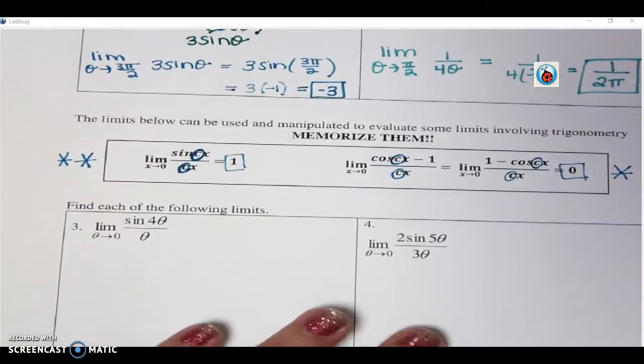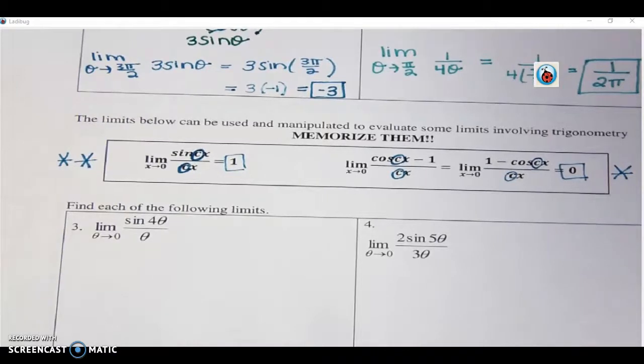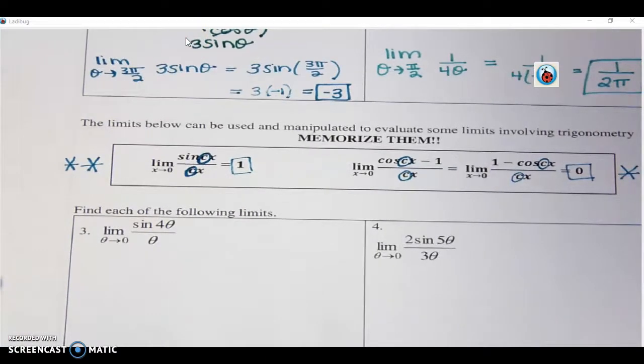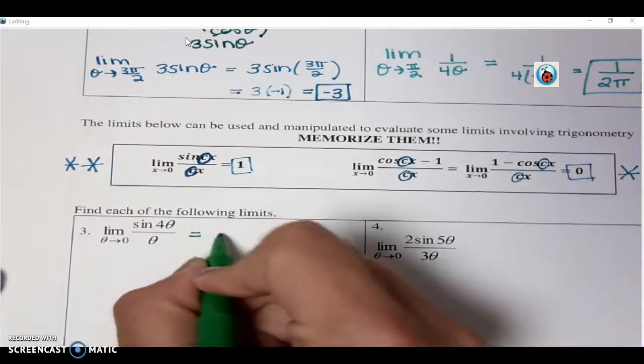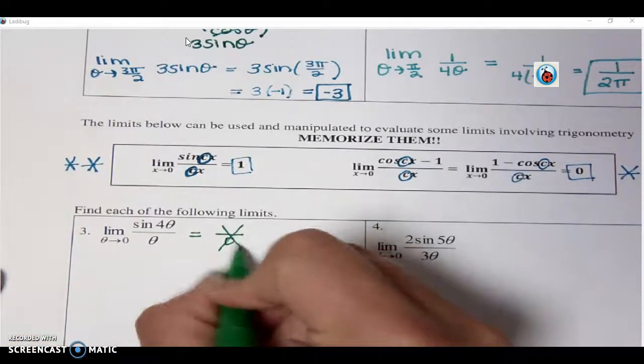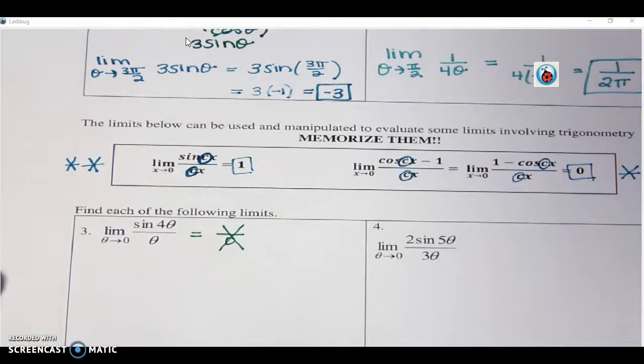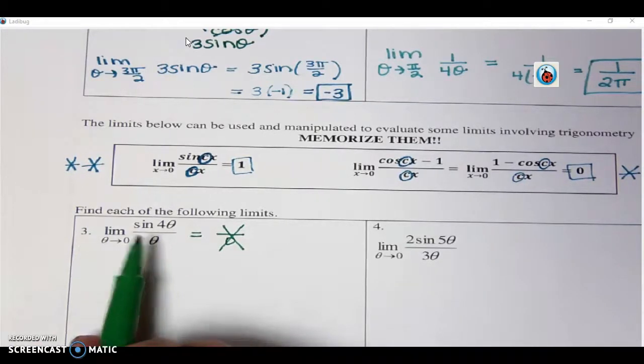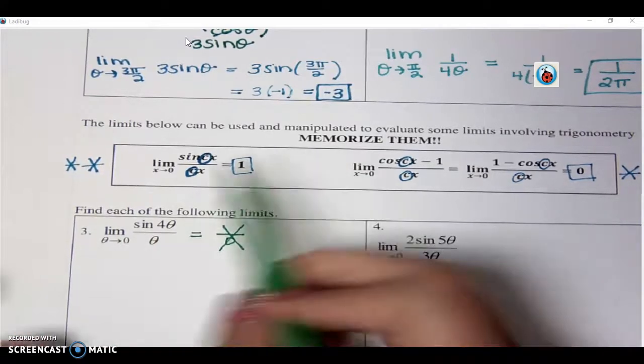So here's what I mean. For example 3, it says the limit as theta approaches 0 of sine of 4 theta over theta. We're always going to try direct substitution first. But if you plug in 0 for theta, that's going to give you 0 in the denominator, so you can't do that. There's no way to rewrite sine of 4 theta, so we're going to have to use this property.